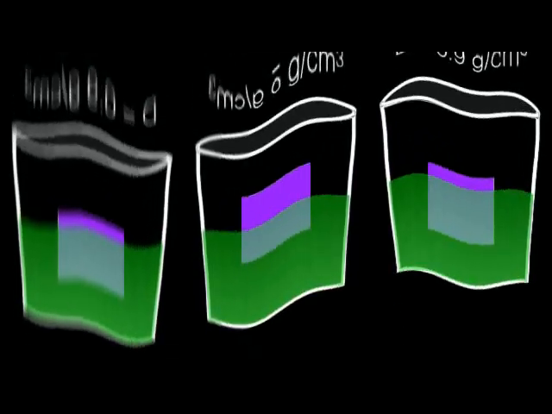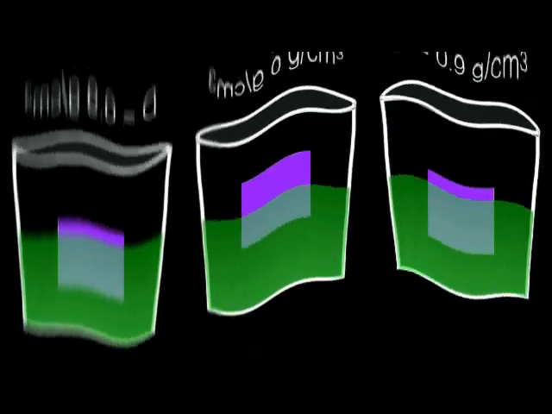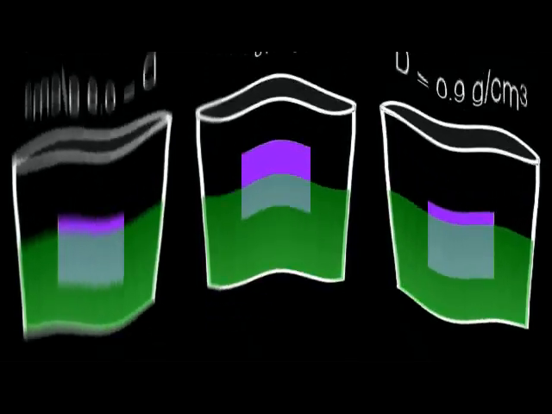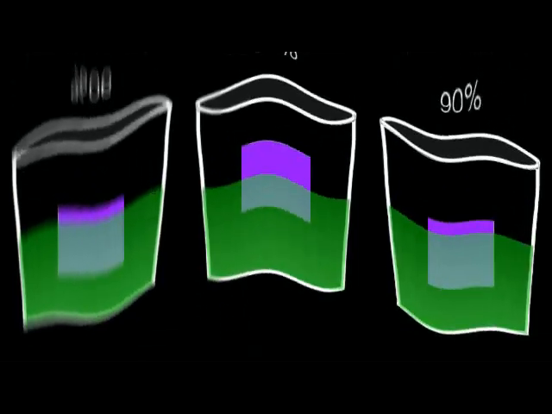But if you take a closer look, you see that as density increases, more of the block is below the waterline. Scientists have figured out the density of a block converted to a percentage is equal to the amount below the waterline. For example, if 75% of a block is below the waterline, its density is 0.75.